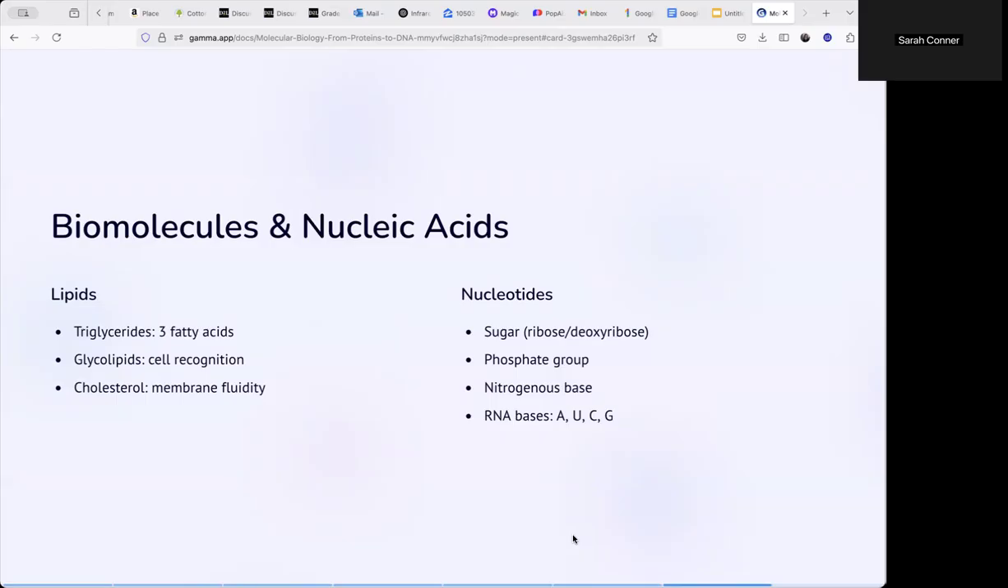Nucleotides are the base for DNA. It's the sugar for ribose and deoxyribose. Make sure that you realize that there are 3 parts to that. There's your phosphate group, there's your nitrogenous base, and your RNA base as well.